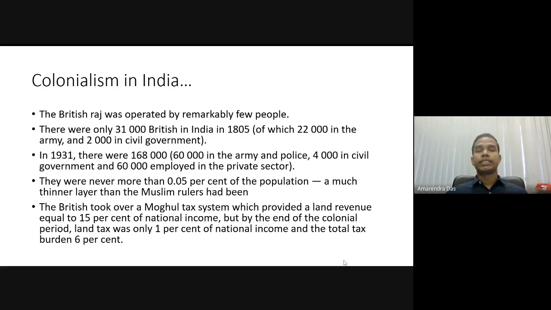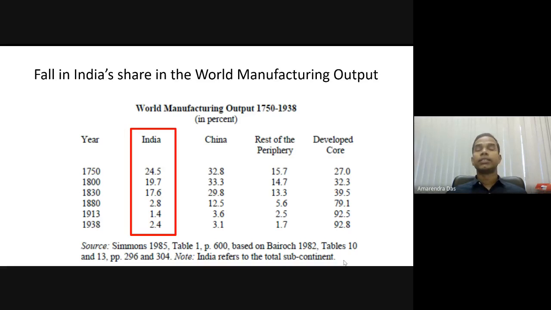And so the British took over the tax system, which provided a land revenue equal to 15% of the national income. But by the end of the colonial period, the land tax was very low, only 1% of the national income. So they started mobilizing revenue from other sources, since land revenue was not contributing that much, and the total tax burden was actually 6%.